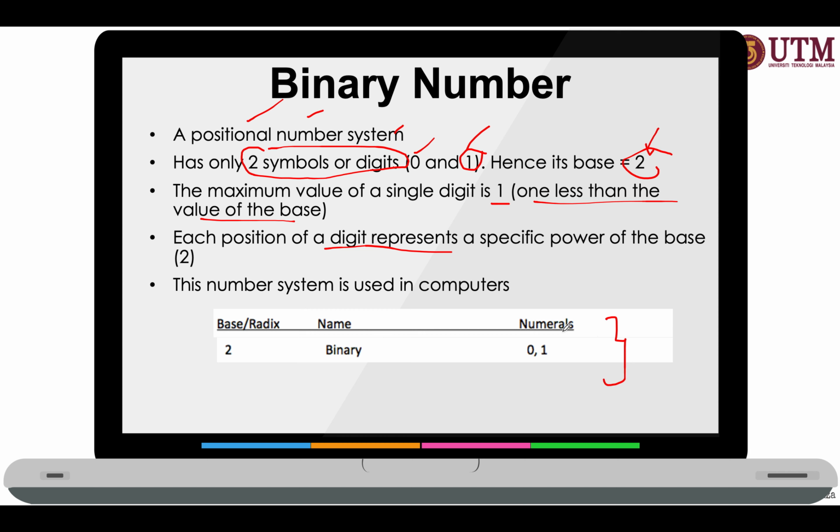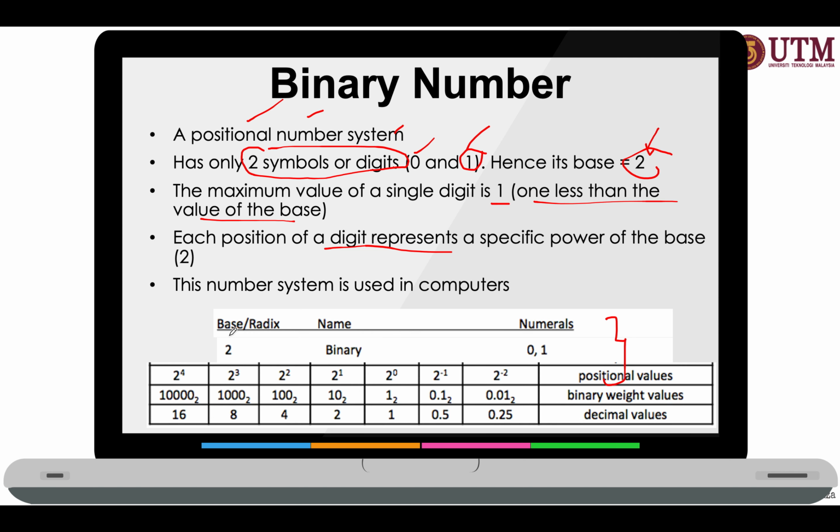You have the numerals, you have the name as binary, and then what is the base. Binary is quite simple, but you also need to know the conversion part, when you need to convert binary to decimal, decimal to binary, binary to octal, hexadecimal, and so on.